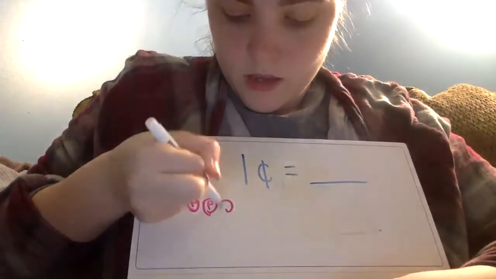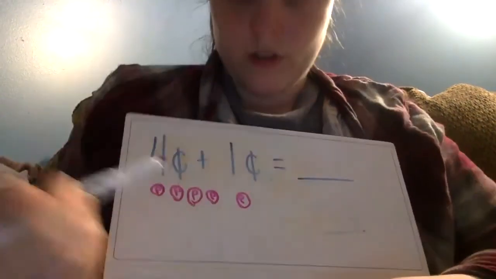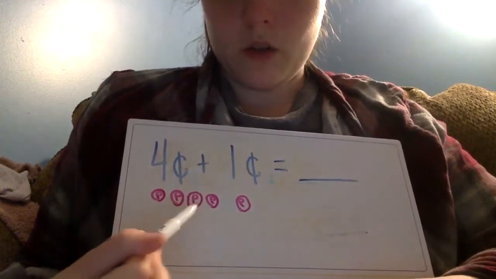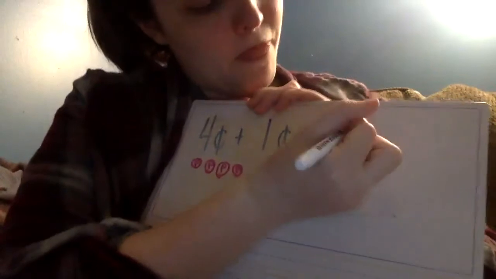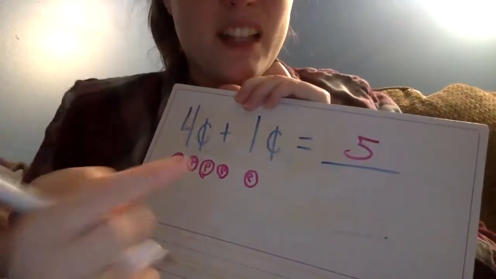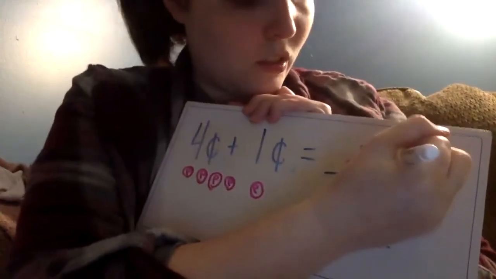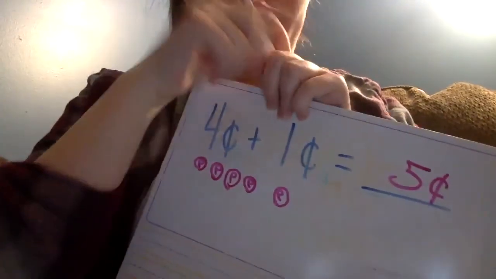1, 2, 3, 4, plus 1. So how many pennies did we get? 1, 2, 3, 4, 5. So you would write 5. And remember the special symbol we use. It's called the cent sign. It's a lowercase c with a line through it, and that tells us how much money we have.